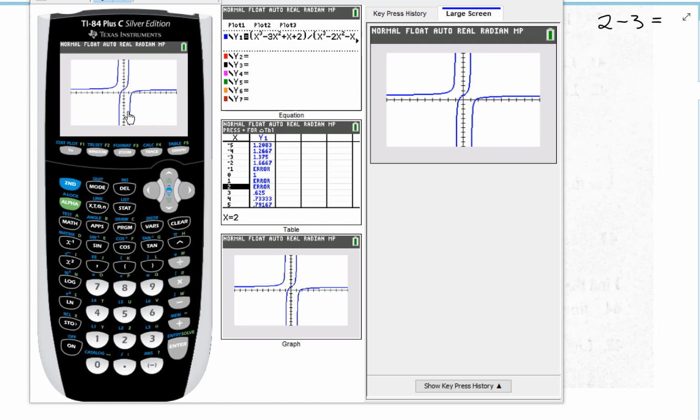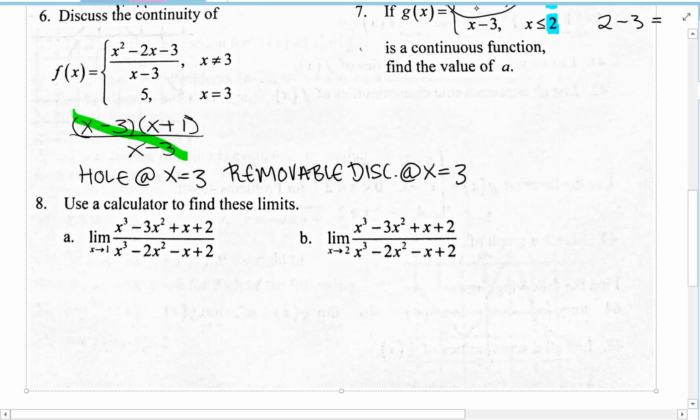At 1, it appears as though there's a vertical asymptote. On one side, we're approaching infinity. On the other side, we're approaching -infinity. So that limit does not exist.